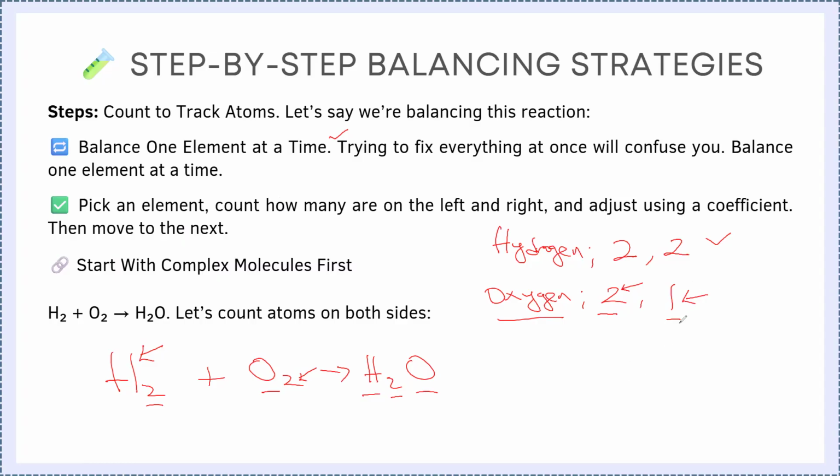I will simply multiply the smaller number by a number that will make it equal to the bigger one. So to make 1 equal to 2, I'll just multiply it by 2. Doing that, I will introduce the coefficient of 2 in front of this H2O. That way, oxygen over here now has a subscript of 1 and a coefficient of 2, which means we now have 2 atoms of oxygen on the right-hand side. That way, oxygen is now balanced both on the left and on the right.